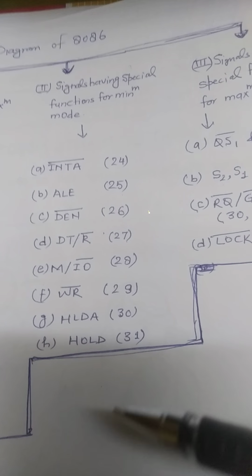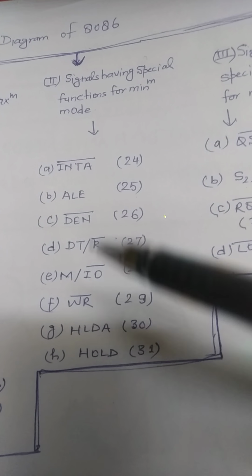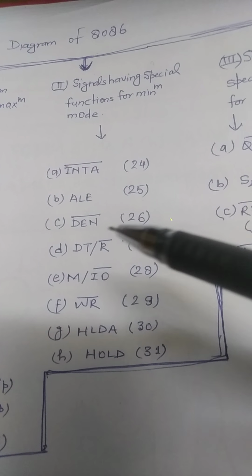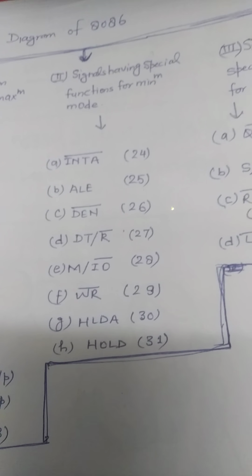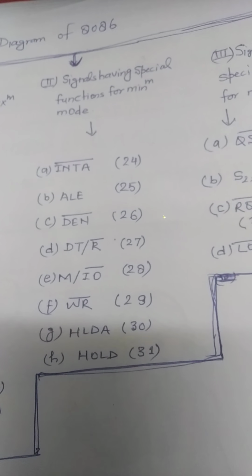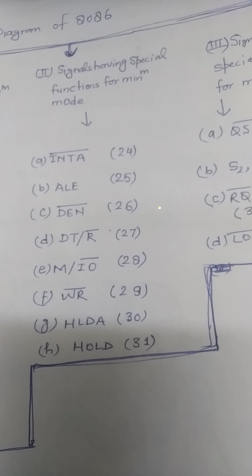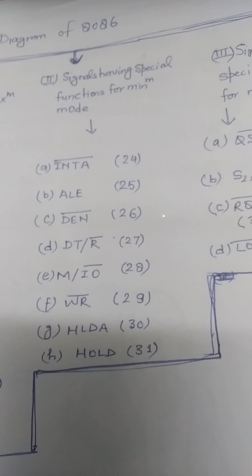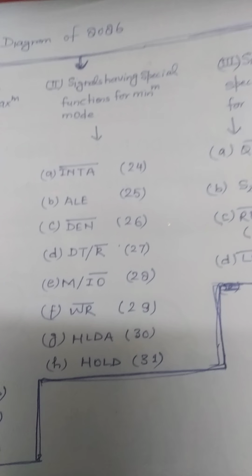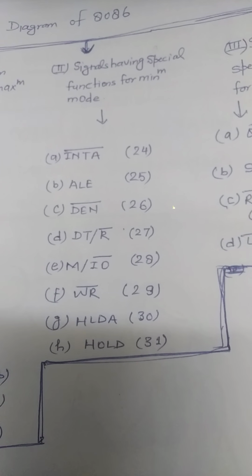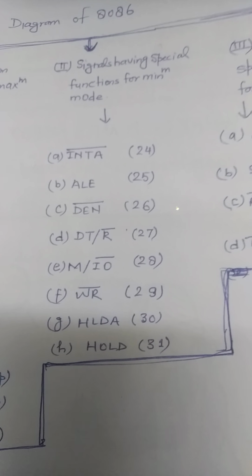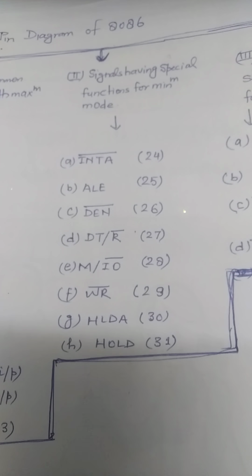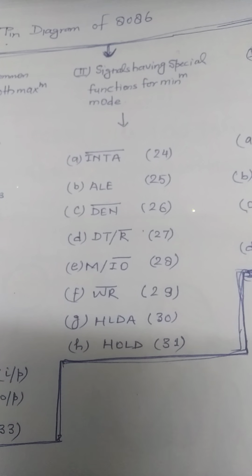Next is DEN bar at pin number 26. That is the data enable signal, and it is an active low signal. So when the signal on this pin is 0, then the microprocessor is ready for the transfer of data with the peripheral, and when the signal at this pin is high, then the microprocessor is not in the condition to transfer data with the peripheral.